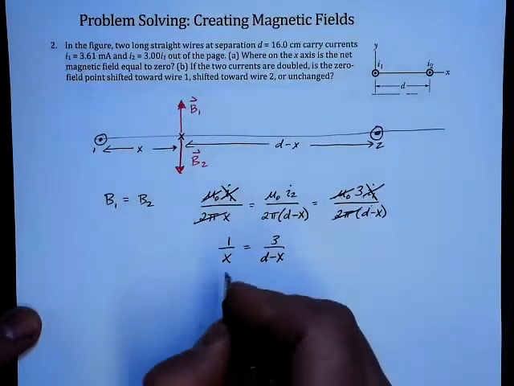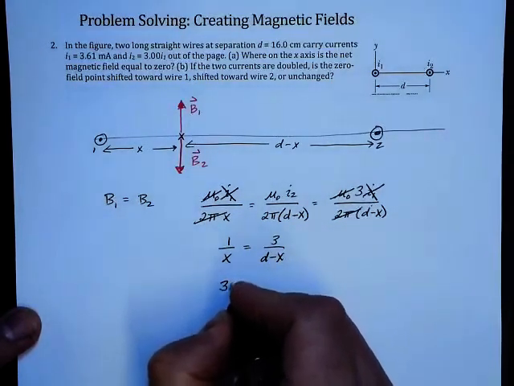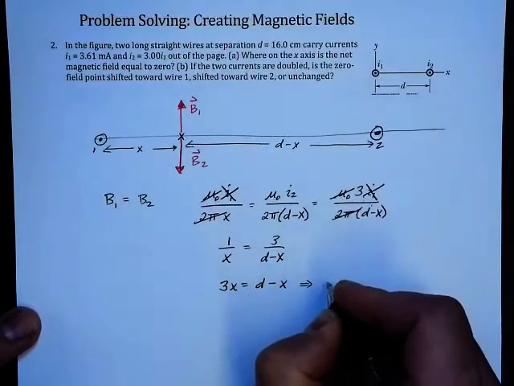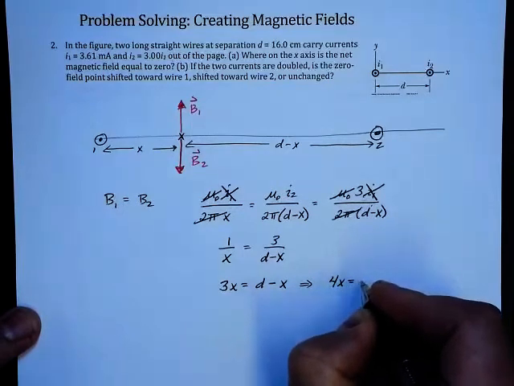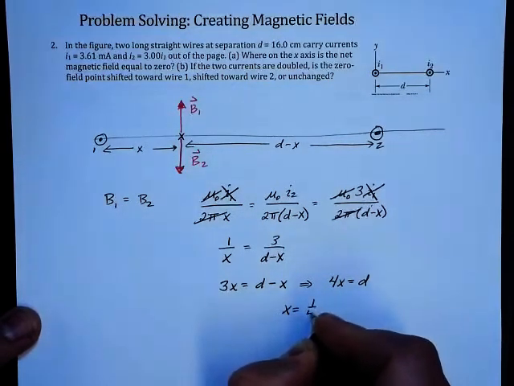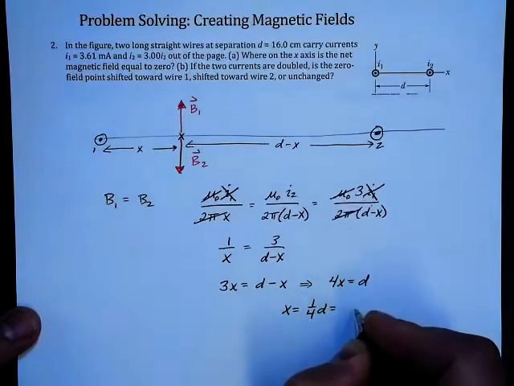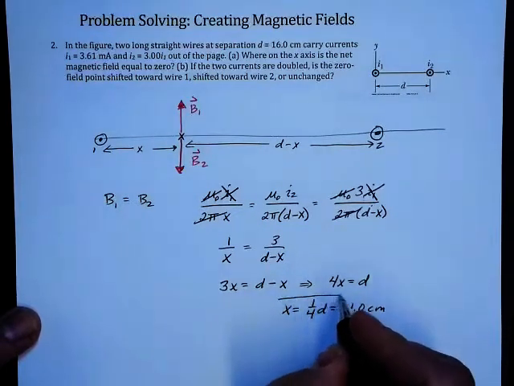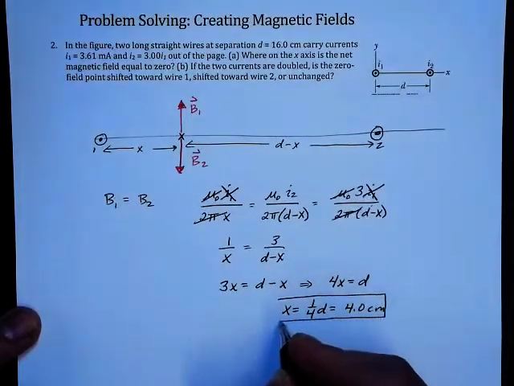If we solve that, I get 3x equals d minus x. That gives me 4x equals d, or x equals 1/4 d, which, since d is 16 centimeters, must be 4 centimeters along the x-axis to this location.